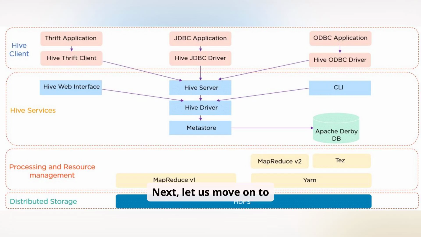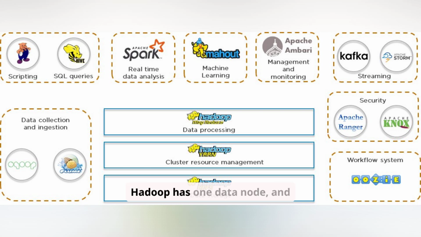Next, let us move on to understand the modes Hive operates in. Hive operates in two modes depending on the number and size of data nodes. They are local mode, used when Hadoop has one data node and the amount of data is small. Here, the processing will be very fast on smaller datasets, which are present in local machines. MapReduce mode, used when the data in Hadoop is spread across multiple data nodes. Processing large datasets can be more efficient using this mode.